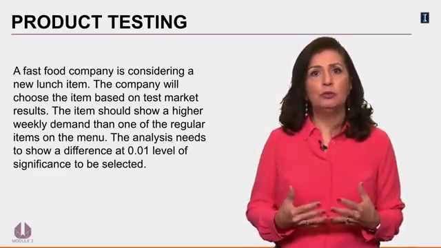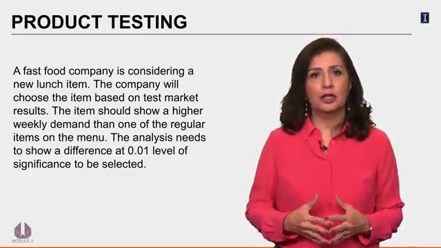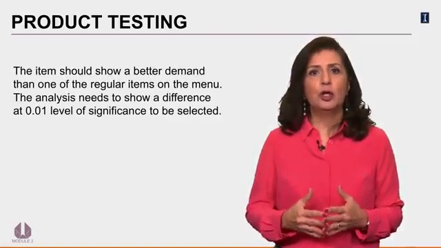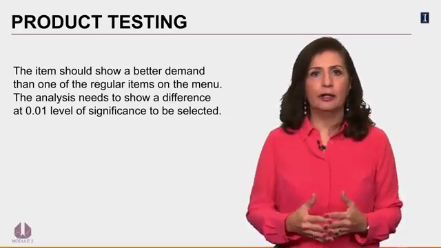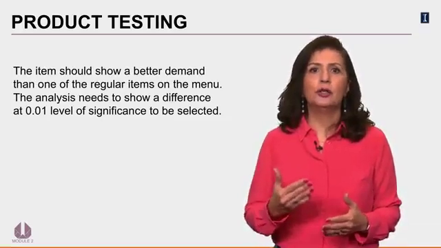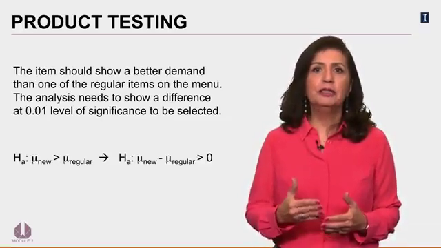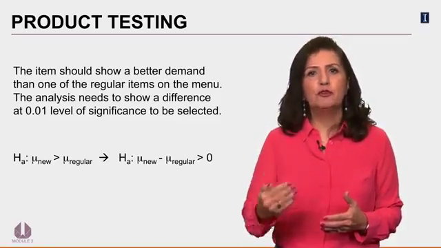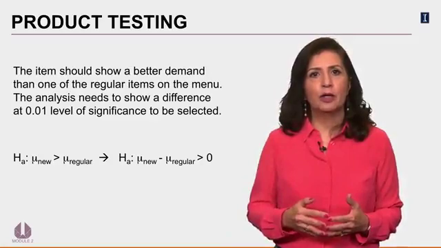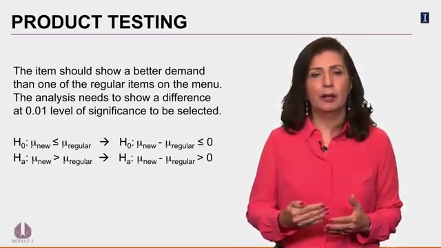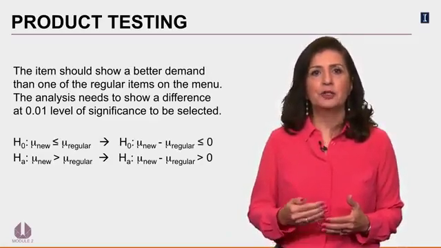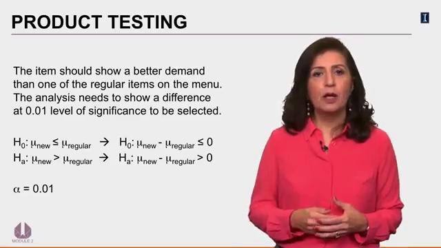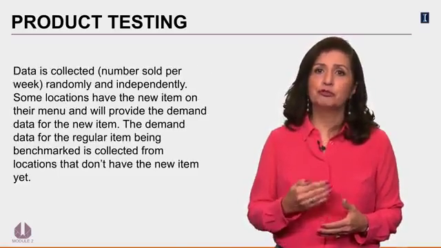So let's see how we will conduct and analyze such a study. First, we would like this new product to do better than another item. So that would be our alternate hypothesis, which can be written as mu of new minus mu of regular is greater than 0. So the complement will be the null hypothesis. Alpha here is 0.01.